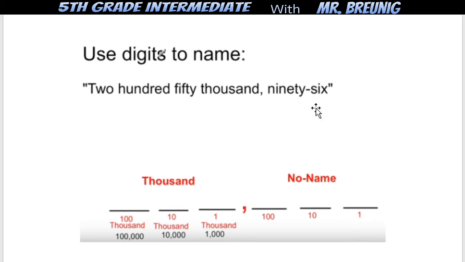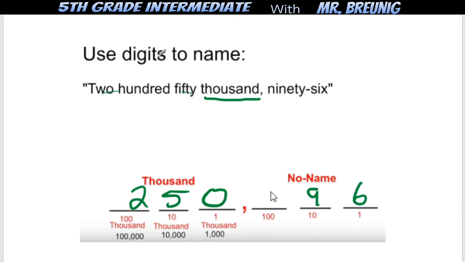Okay, 250,096. Well, I have my 250. I know it's in the thousands group because I know I say the number and then say the group. So in my thousands group, I'm going to have 250. And in my no-name group, I'm going to have 96. I have 9 tens and I have 6 ones.